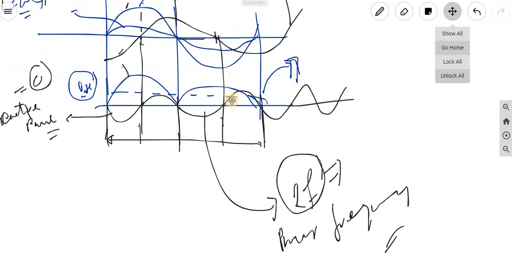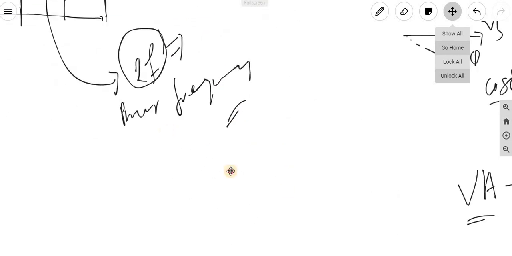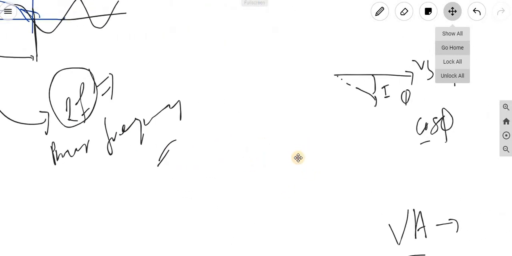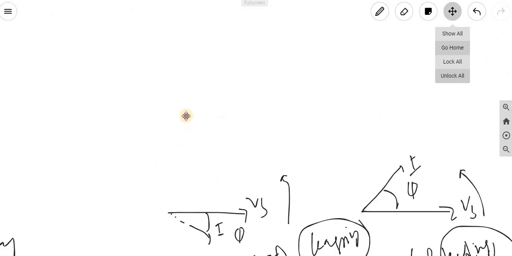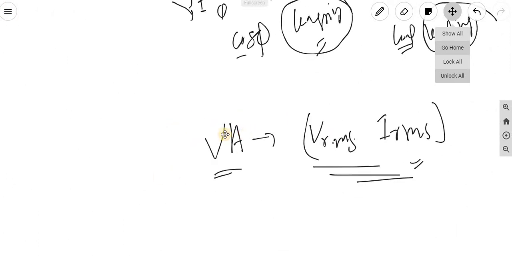From there we got the power frequency. If the normal voltage and current frequency is f, then the power frequency would be 2f, because in the same cycle the power completes two cycles. So the power frequency is double the supply frequency.